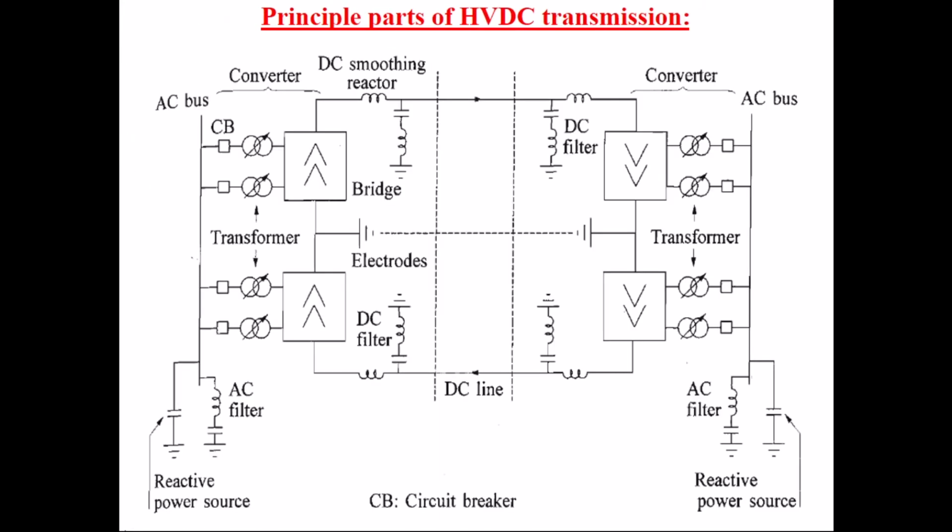Now next we see the general layout, the single line diagram, of the HVDC transmission system. You can see that this is a bipolar HVDC system, or maybe a homopolar operation, depending upon the type of conductor we use, or whether we use the ground as a return.